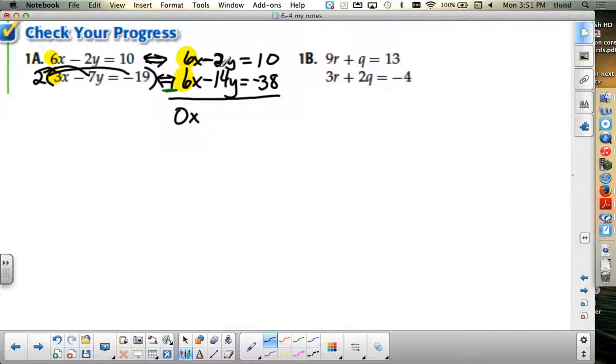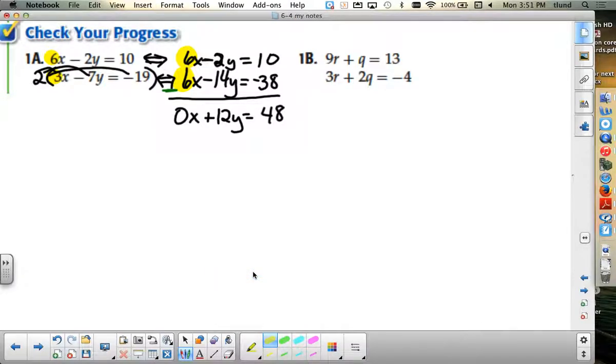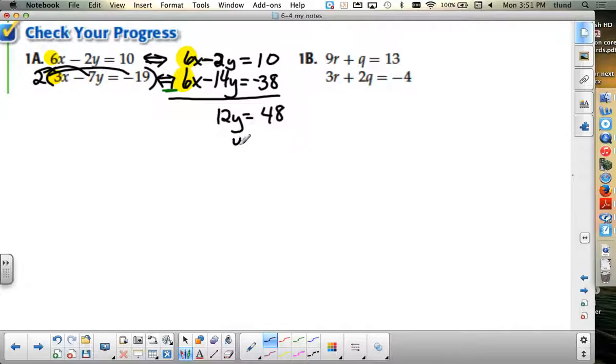Negative 2y minus negative 14 is positive 12y. 10 minus negative 38 is like 10 plus 38, and it gives you 48. By making those coefficients on x the same and then subtracting, I have eliminated the x term, giving me just 12y equals 48. A real simple solve, dividing by 12, we get that y equals 4.